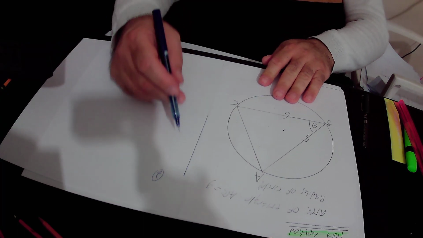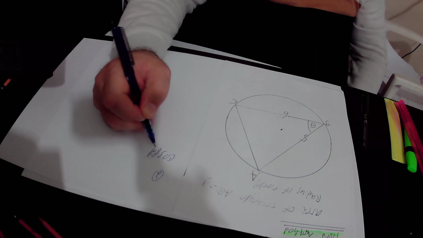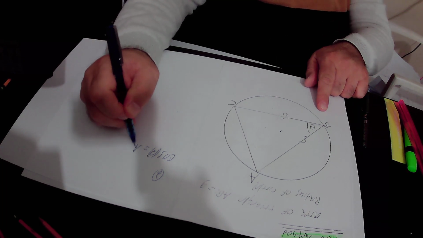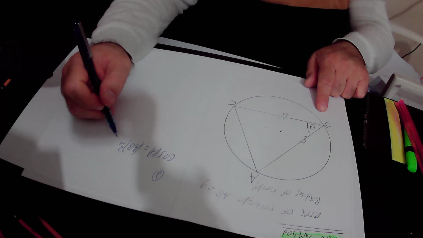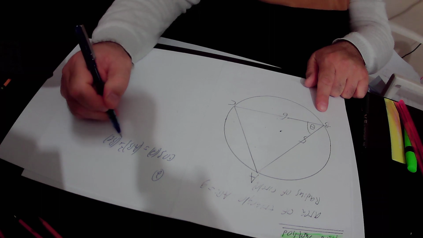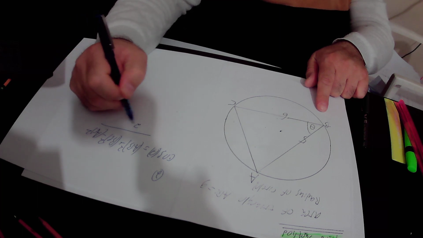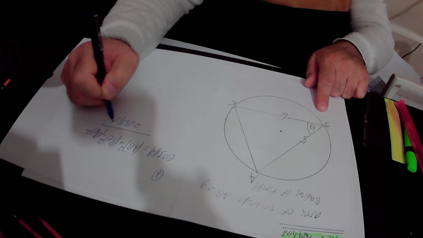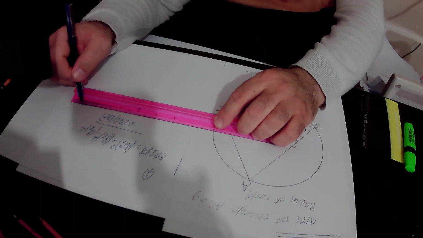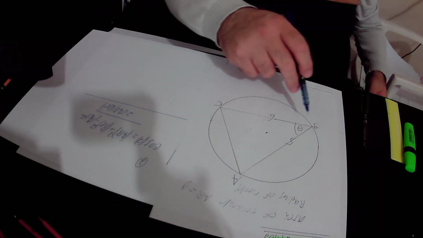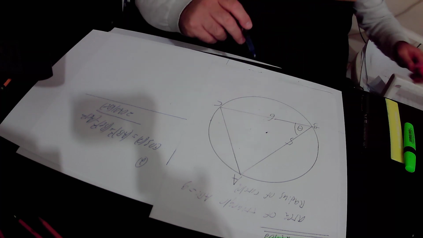So in our triangle ABC, we'll get that cosine theta equals AB squared plus BC squared minus AC squared over 2 times AB times BC. Okay? Here, cosine theta equals AB squared plus BC squared minus AC squared over 2 times AB times BC.